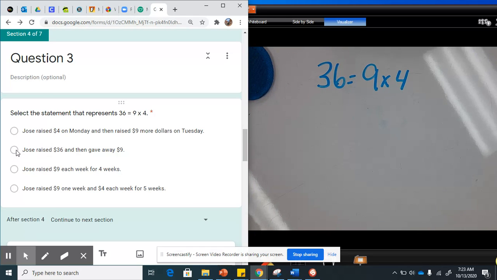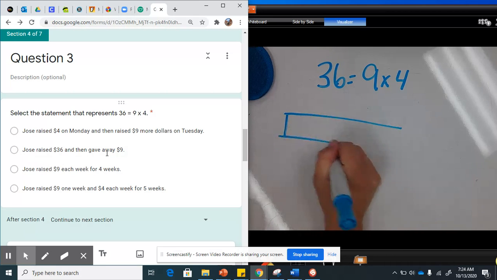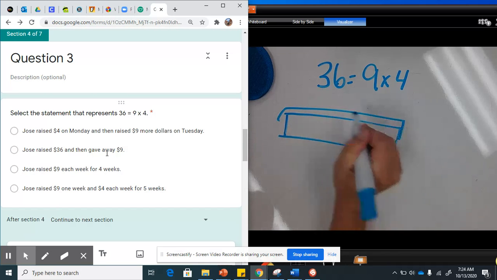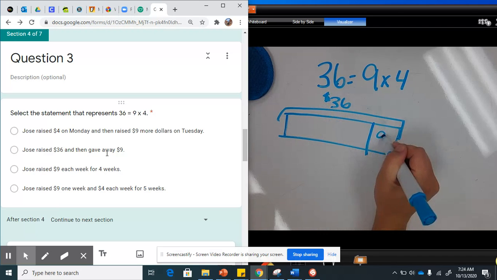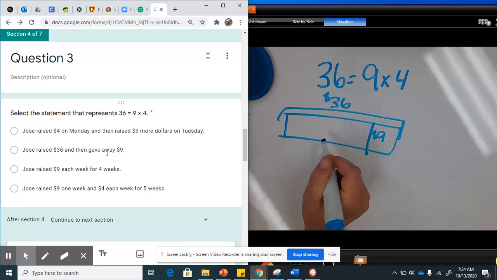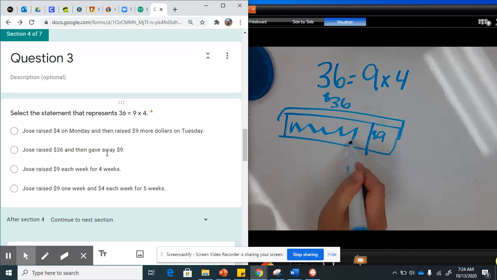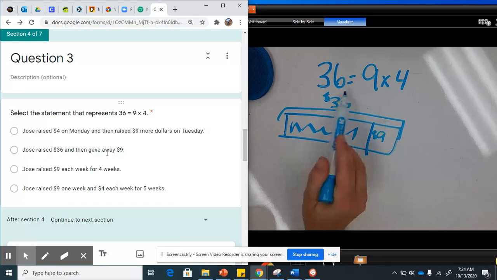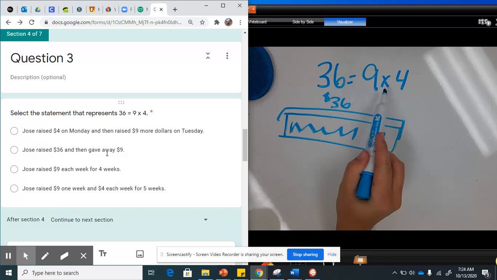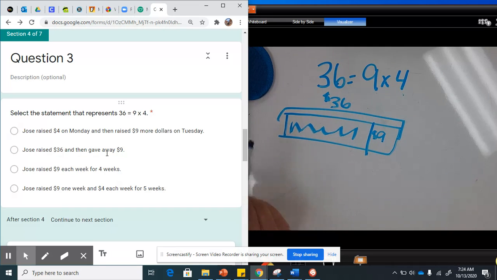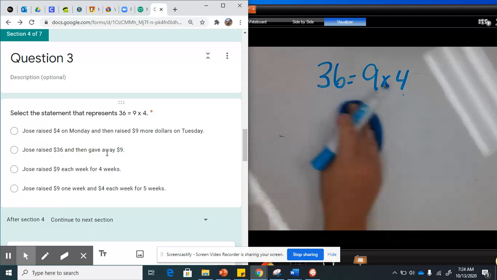The next one says, Jose raised $36, then gave $9 away. All right, so he raised this amount of money. This is $36, how much he raised. And then he actually gave $9 of it away. So I would be figuring out how much he has left. And I see that's a subtraction problem because I have the whole, I have a part, and I'm trying to figure out the other part. So that's not representing 9 equal groups of 4 or 4 equal groups of 9 to make 36. So that's not correct either.